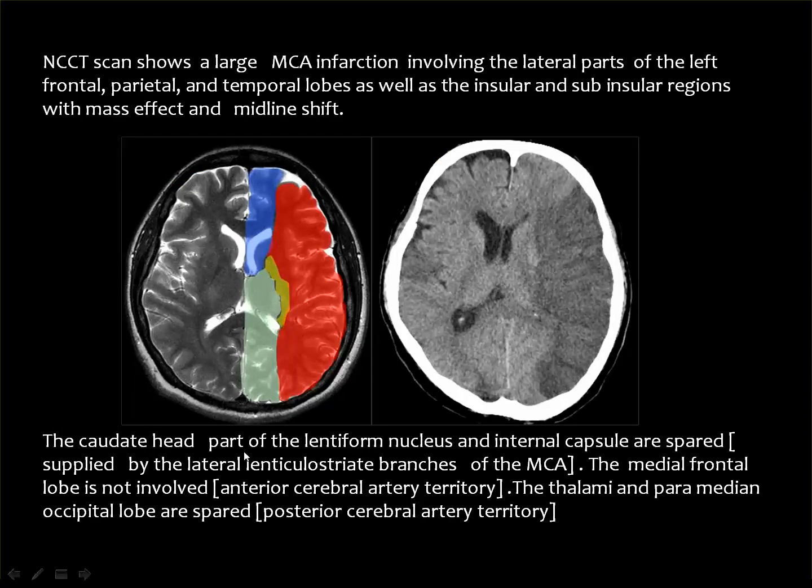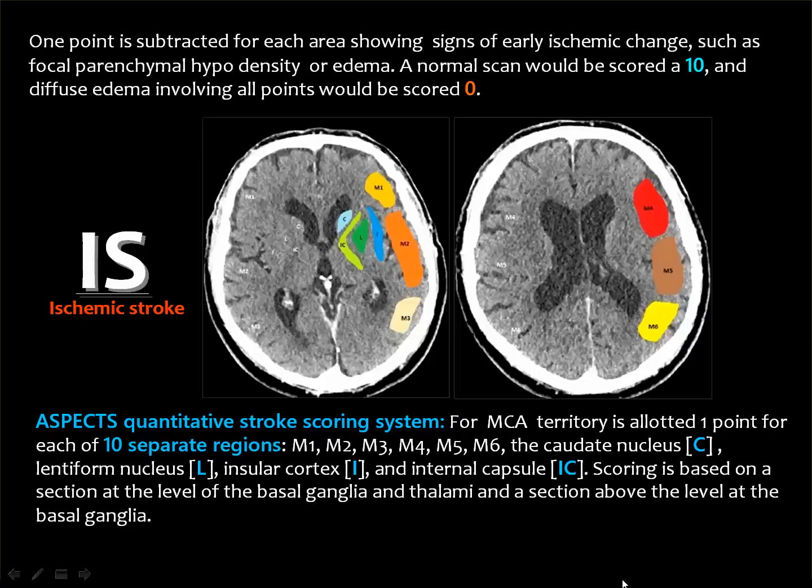Then the territories of the infarction, as I have mentioned. The anterior part is for the anterior cerebral artery. Most of the hemisphere belongs to the middle cerebral artery, and the posterior part belongs to the posterior cerebral artery. Then there is a scoring system for the infarction to be treated either by interventional radiology or by systemic injection of a thrombolytic agent. This scoring system is known as the ASPECTS score.